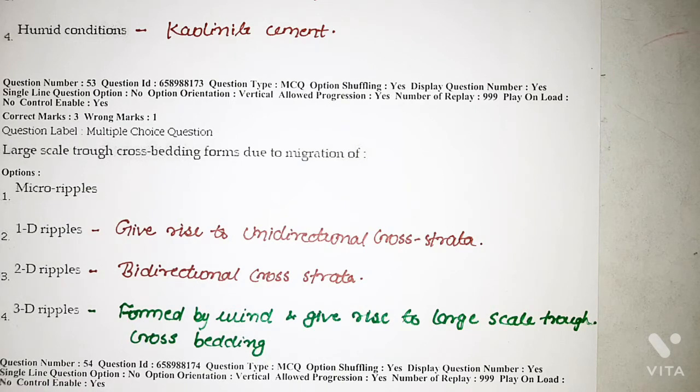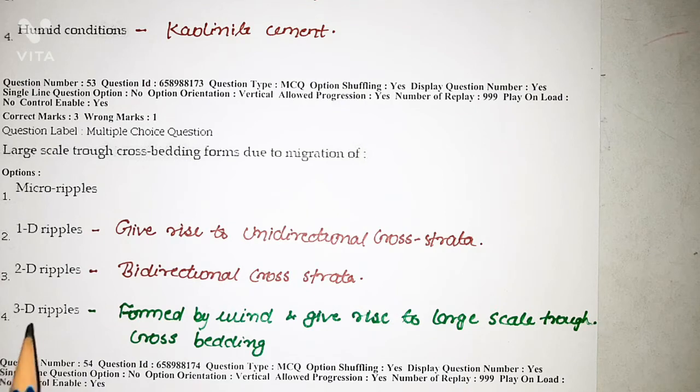1D ripples are formed by unidirectional water flow, and these give rise to unidirectional cross stratification, or you can say horizontal cross stratification, but not the large scale trough cross bedding. Now 2D ripples are formed by bidirectional water flow, and these are responsible for bidirectional cross stratification like hummocky and swale cross stratification, but not for the large scale trough cross bedding.